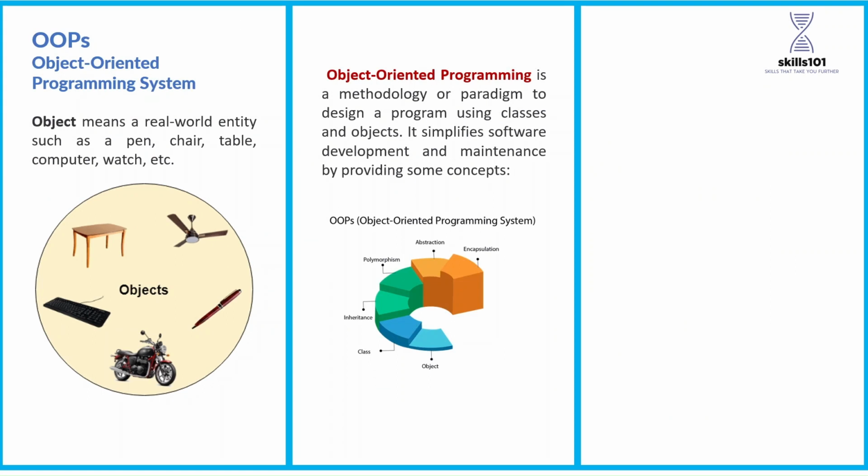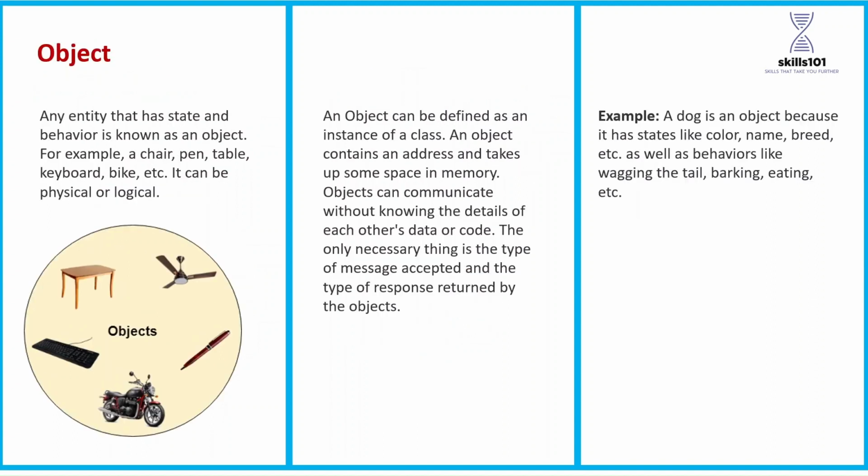Let's discuss object oriented programming properly. In object oriented programming, an object means a real world entity such as a pen, chair, table, computer, watch, etc. So an object is a real world example, and on the basis of that, we create a whole methodology. In object oriented programming, the six things are again the same. So, let's focus on object.